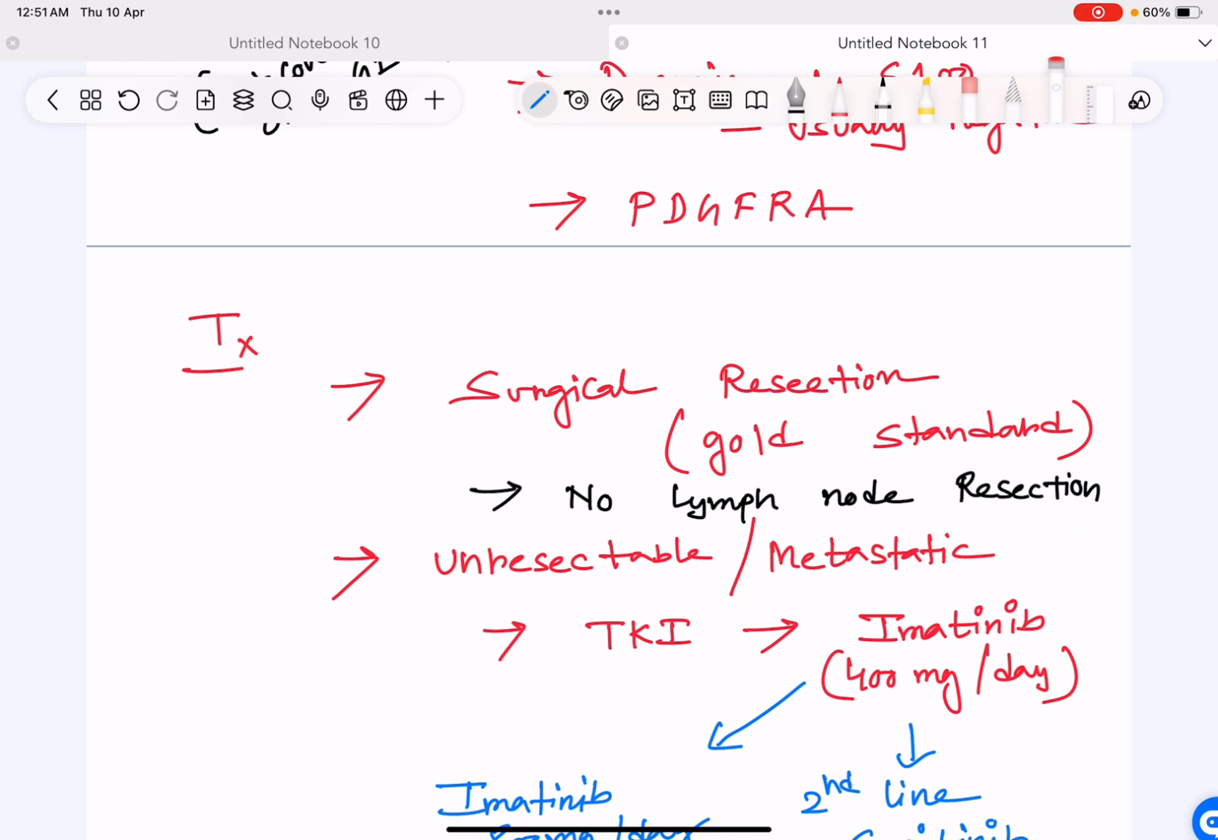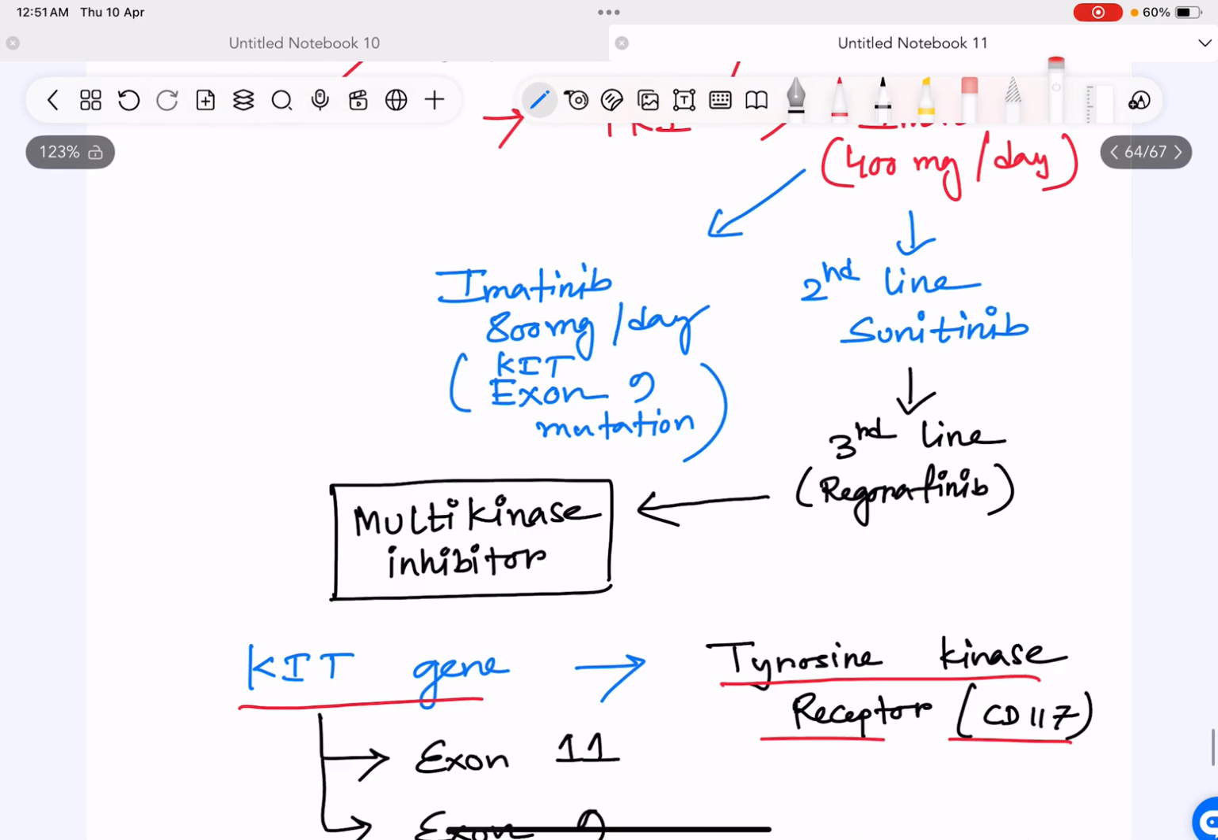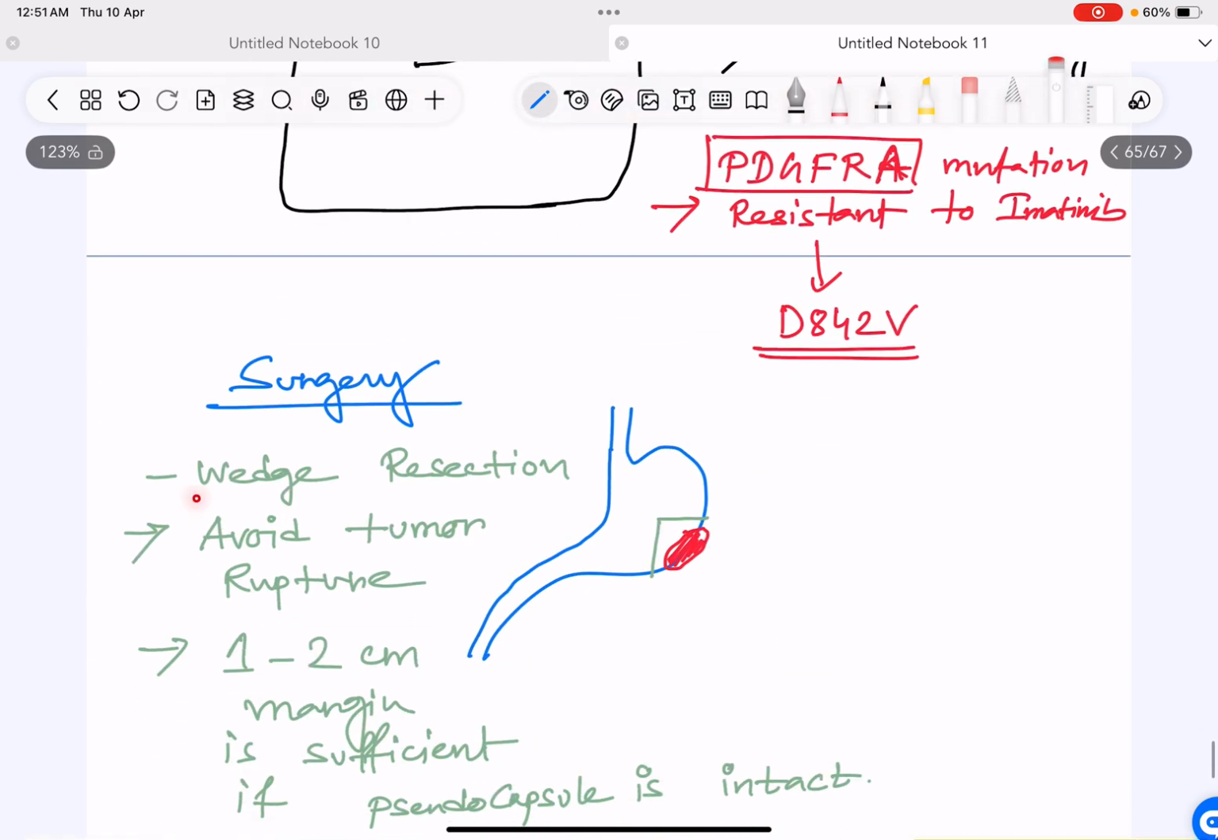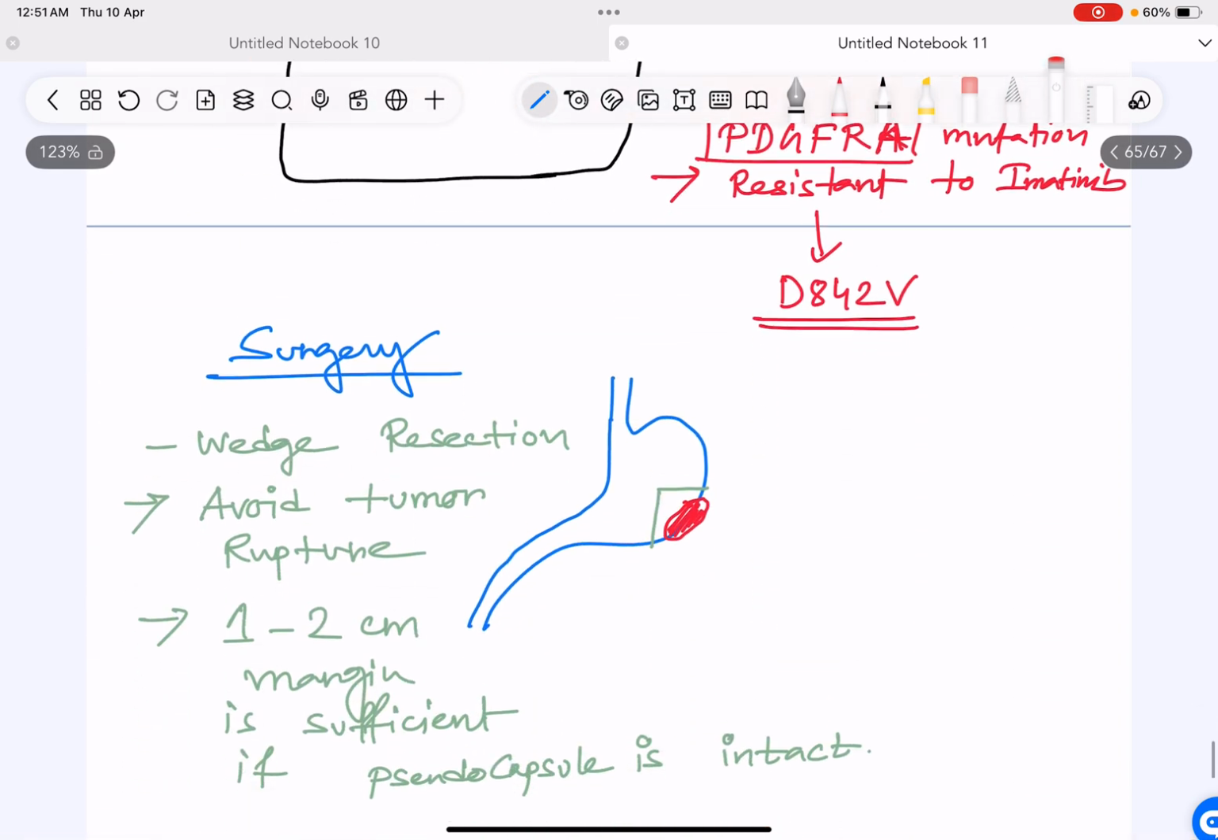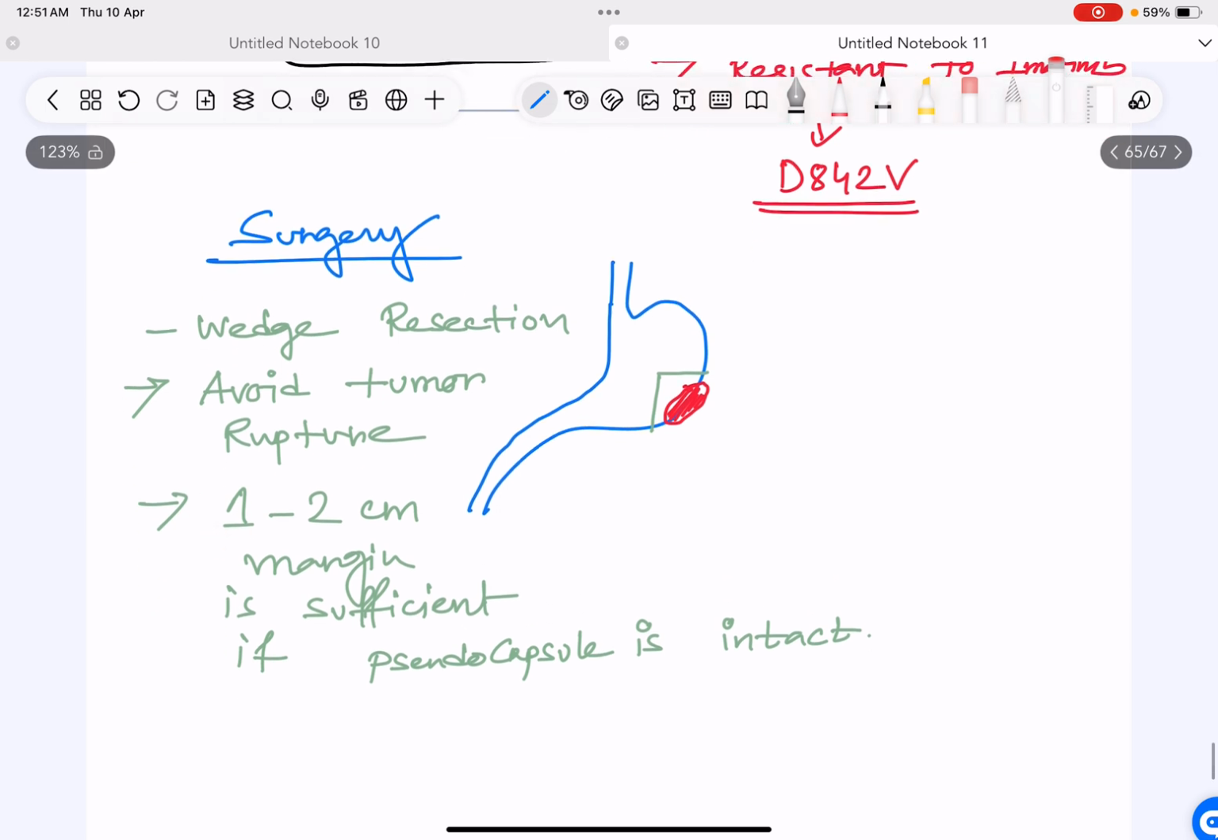whereas epithelial tumors you will find nodal metastasis. Okay. So treatment is obviously surgical resection. What should we do? Preferably wedge resection. In many places it is written that a 2 centimeter margin should be kept, but if the pseudo capsule that surrounds the tumor is intact, you don't have to keep a 2 centimeter margin. Even a 1 centimeter margin is sufficient if the pseudo capsule is intact. Avoid tumor rupture at all costs because of the risk of seeding.